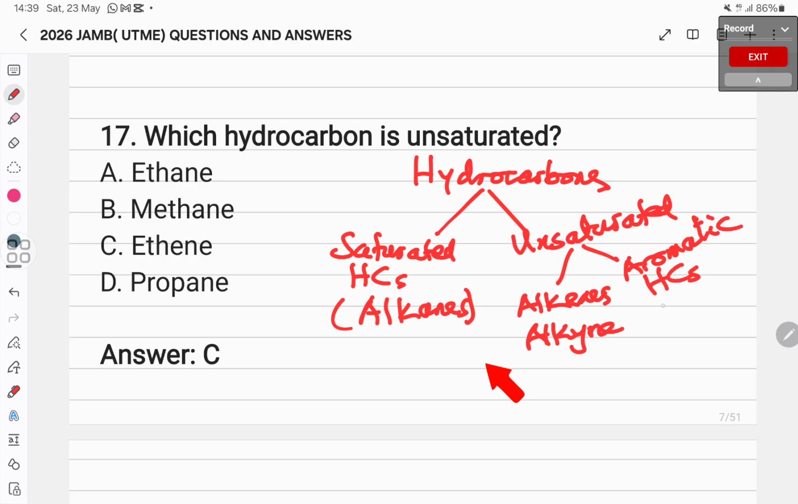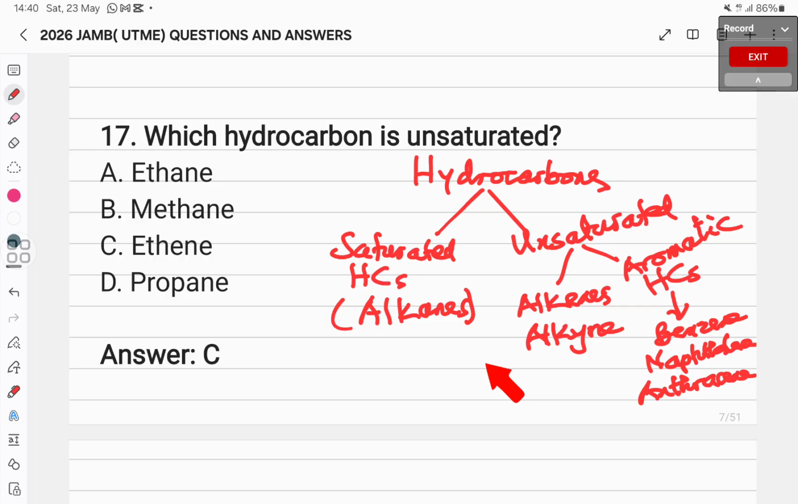The first three members are benzene, naphthalene, and anthracene. These are the first three members of the aromatic hydrocarbon series. Benzene is the first member, the simplest.